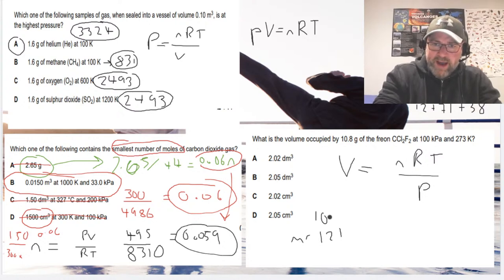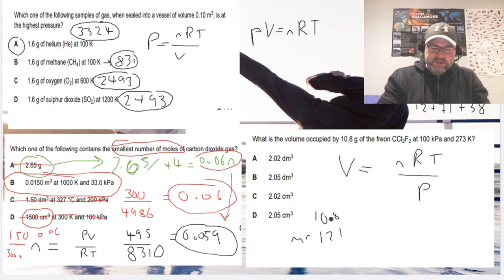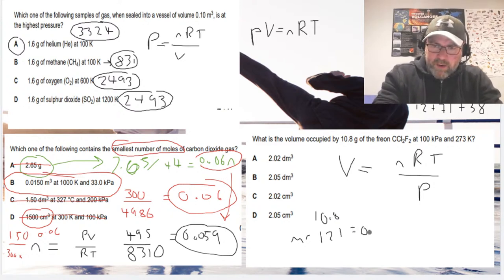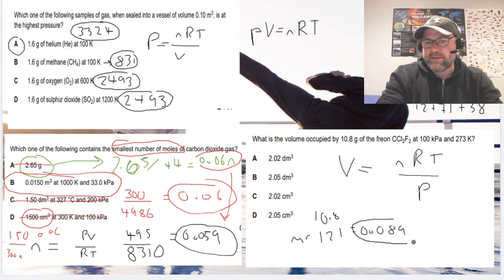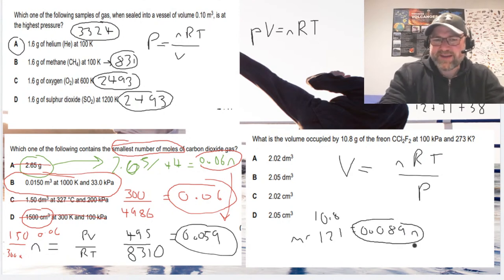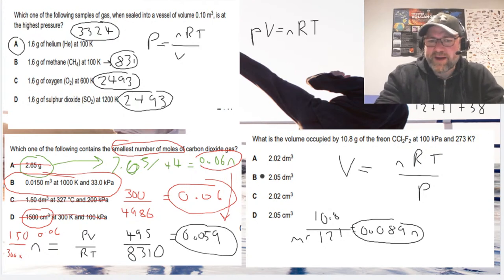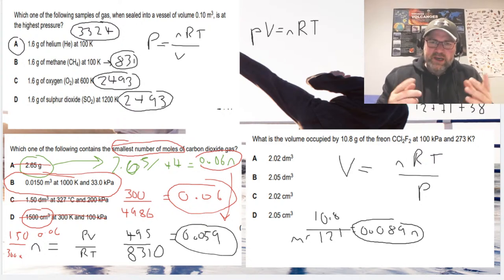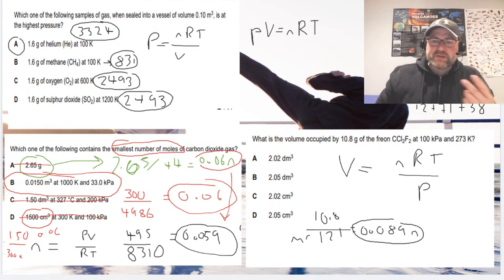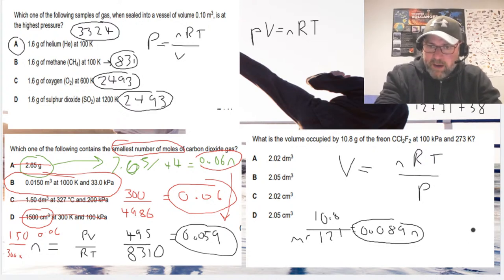I've got 10.8 over 121 will give me the moles. So 10.8 grams divided by 121 for the MR, and that gives me 0.089, roughly moles. I shouldn't really do this roughly because look how close together some of the answers are. So we've got 0.089 moles. So let's do that times 8.31 times 273. So we're going to do moles times R, which is 8.31, times 273, which is the Kelvin.